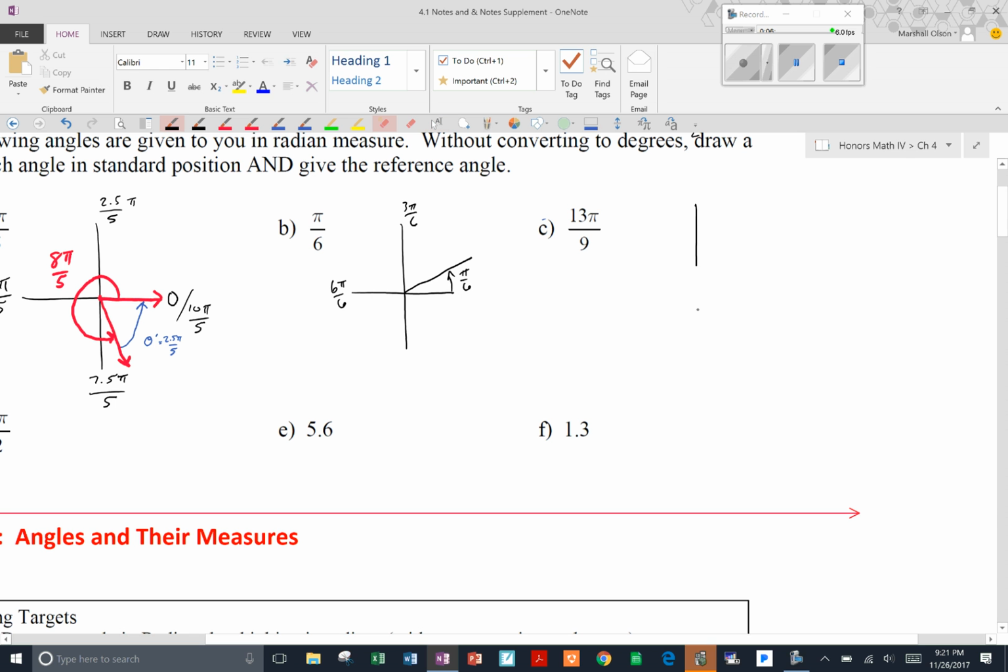13 pi over 9. Here would be 9 pi over 9. This would be 4.5 pi over 9, which would mean that this is 13.5 pi over 9. So 13 pi over 9 would be about right there. Okay, I'll draw my initial side there too. Okay, so there's 13 pi over 9 right there. That's a pi symbol.